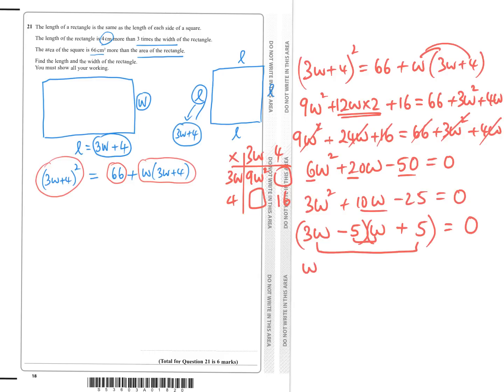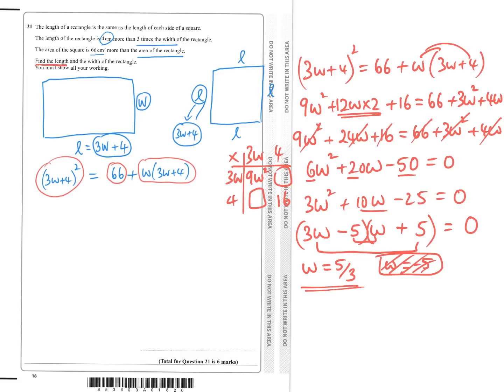So we have from here, w is 5/3, or w is something impossible because it's the length of a rectangle, a width of the rectangle rather, so that's not going to be possible. So we're going to stick with this one, and we've got to look now what it's asking for.